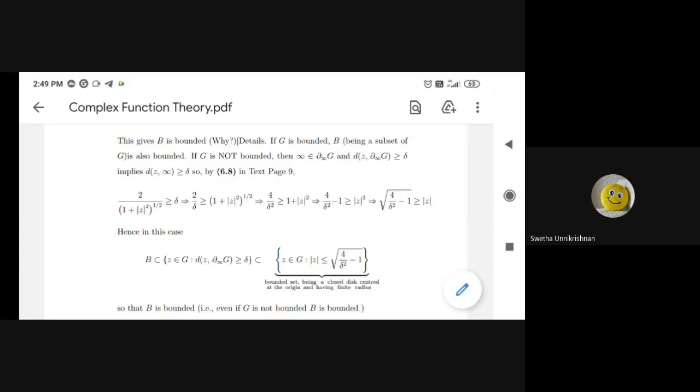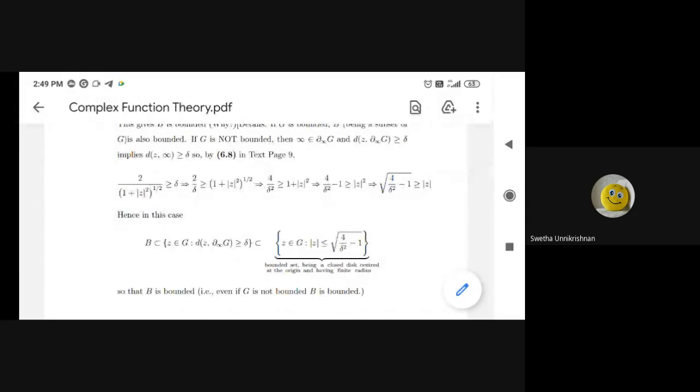That is, in C infinity, the metric is like this. So thus we get 2 divided by (1 plus mod z square) all raised to 1 by 2 is greater than or equal to delta, implies 2 by delta is greater than or equal to (1 plus mod z square) all raised to 1 by 2. And this implies that 4 by delta square is greater than or equal to 1 plus mod z square, which implies 4 by delta square minus 1 is greater than or equal to mod z square.